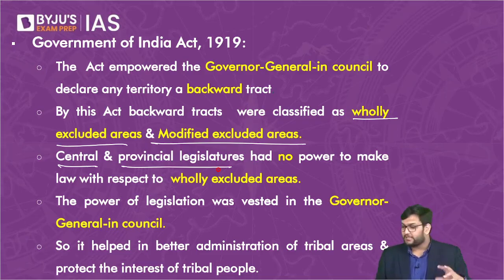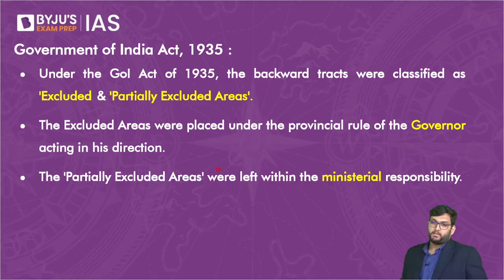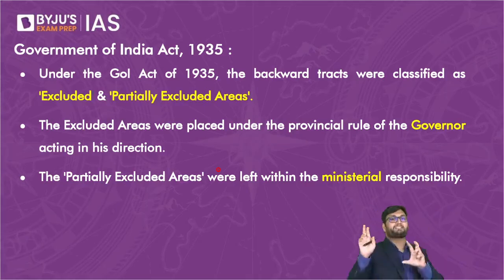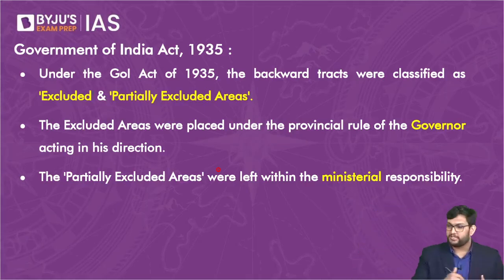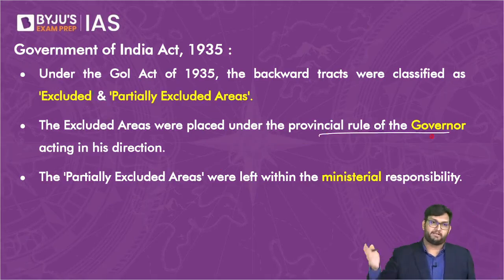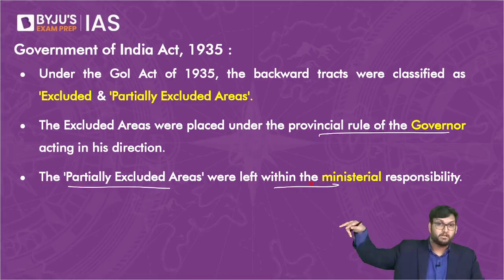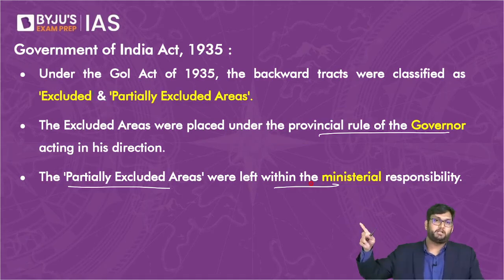So you can see that the way we deal with the 5th and 6th Schedule, the base has already been made by the British. Further, in the Government of India Act 1935, there was again a classification of excluded and partially excluded areas. Excluded areas could be administered by the governor. Partially excluded areas would be the responsibility of the minister of that provincial state. So there would be a tribal minister in that regard.